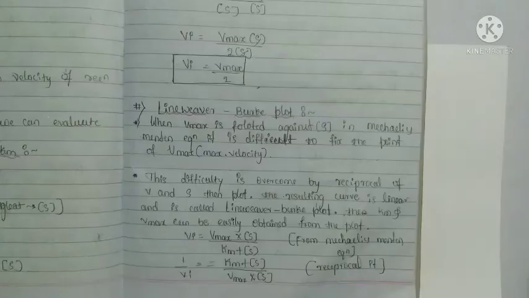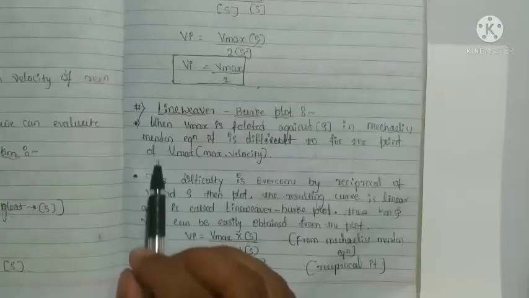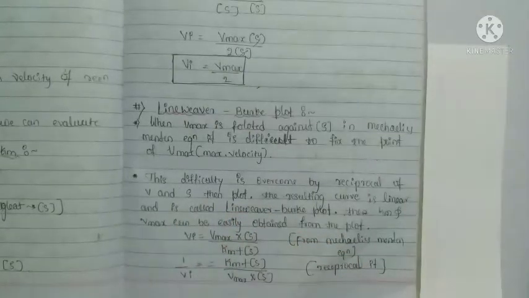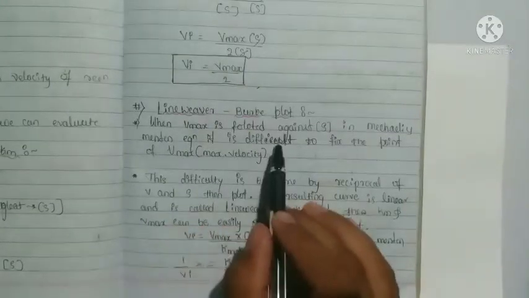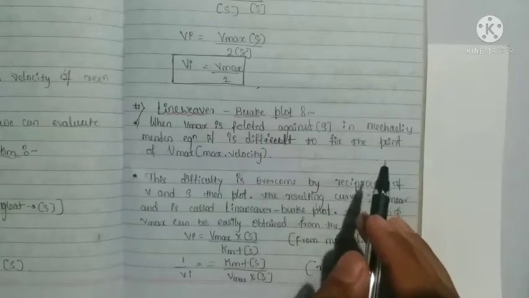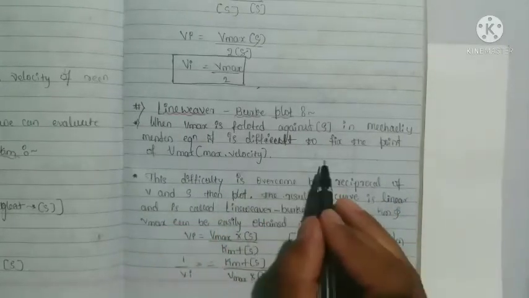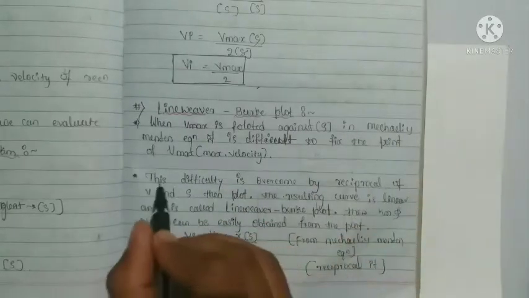And the second one is the Lineweaver-Burk plot. When V is plotted against substrate in the Michaelis-Menten equation, it is difficult to fix the point of the V maximum.